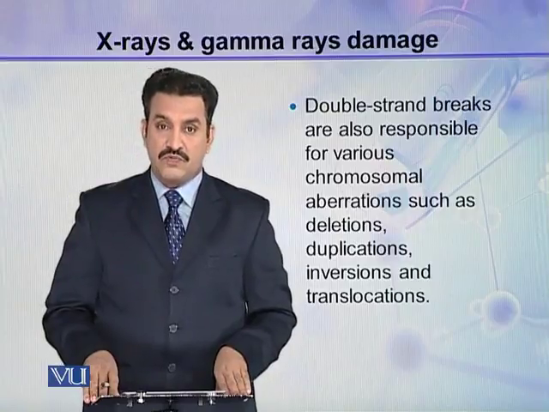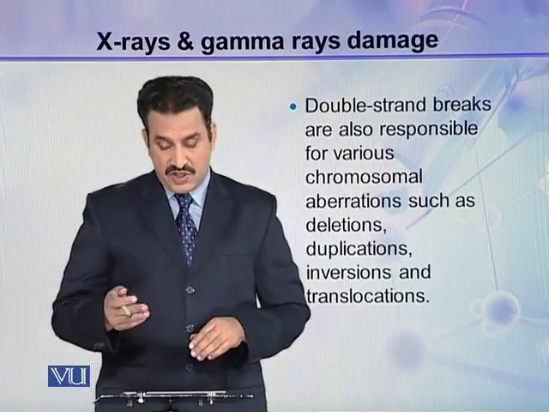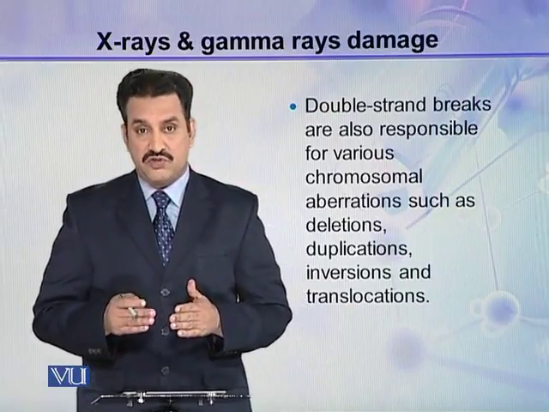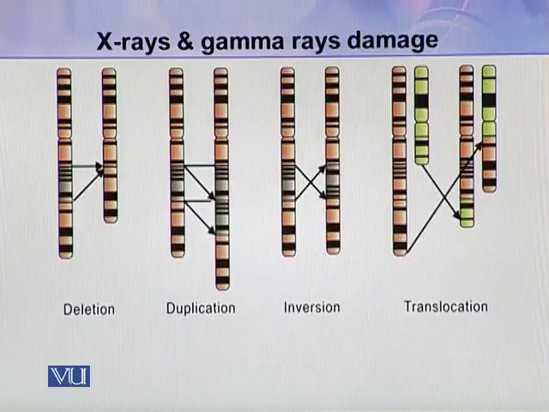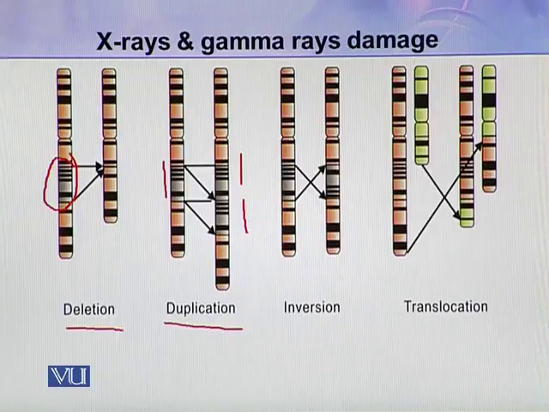These are four types of chromosomal aberrations which are caused by these ionizing radiations. Here you can see this is deletion. In this case, this portion of the chromosome has been deleted. In case of duplication, this portion of the chromosome has been duplicated, so it has two copies of this portion.